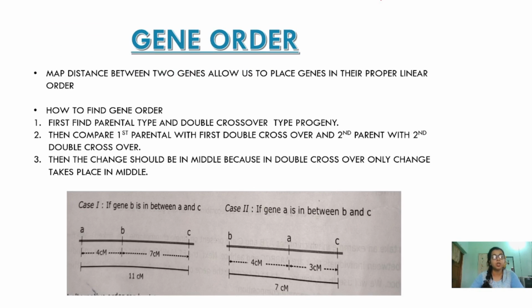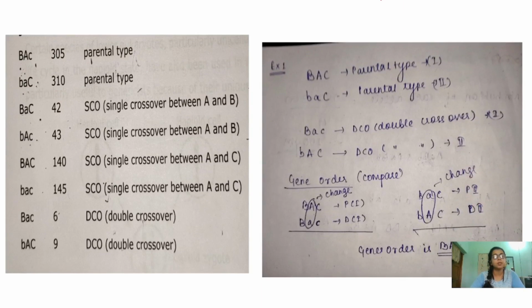Next is the gene order. What is gene order? Map distances between genes allow us to place genes in the proper linear order. Let's say there are three genes, suppose A, B and C. In order to know whether the arrangement is A, then B, then C, or A, C, B, you need to first find the gene order. In order to calculate the gene order, you need to do certain things. We will understand this concept with one example so that you understand it better.